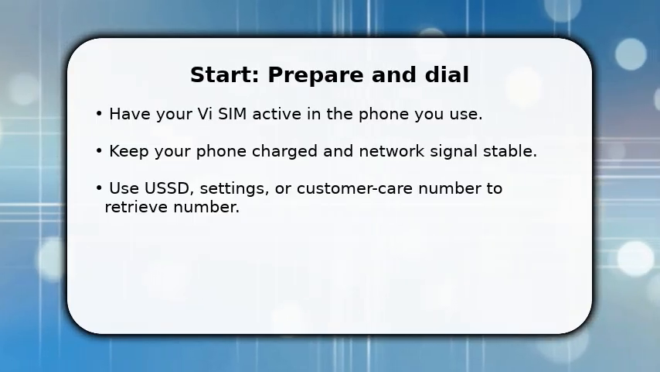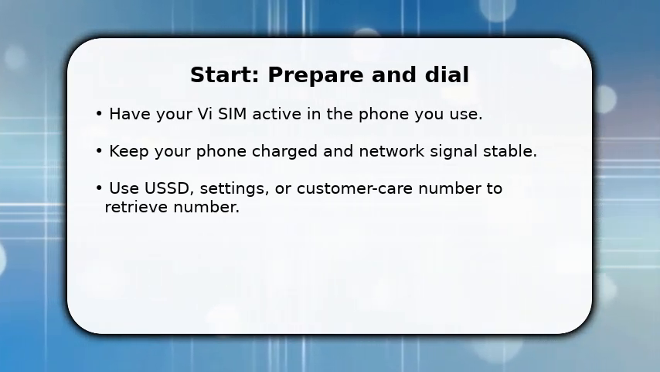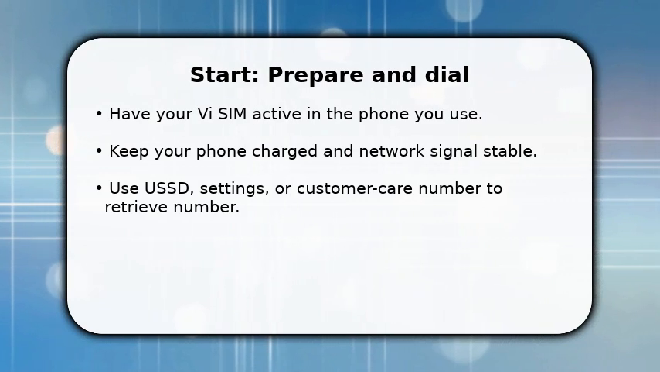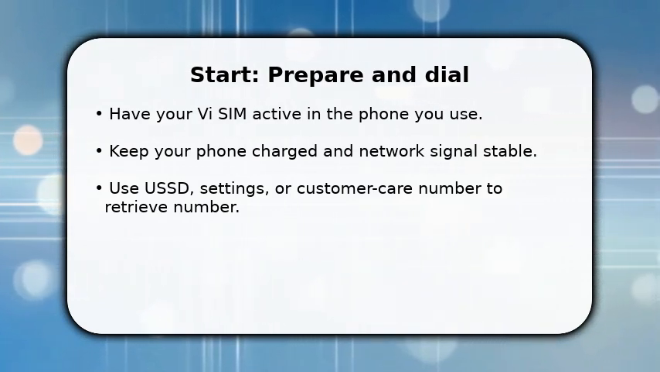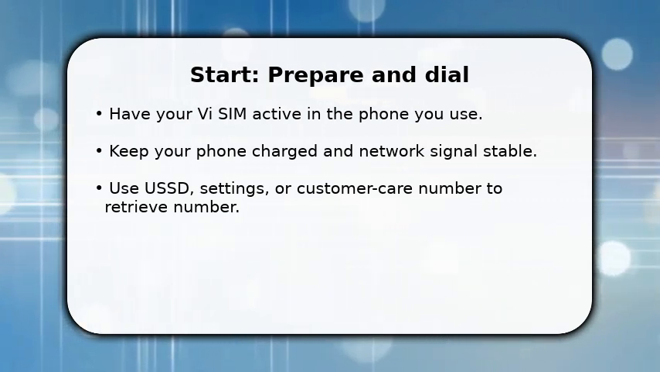You start by ensuring your VI SIM is inserted and the device shows signal. Once done, open the dialer. First, try a quick USSD. Dial *199# or *1# and press call because VI often returns account details directly.